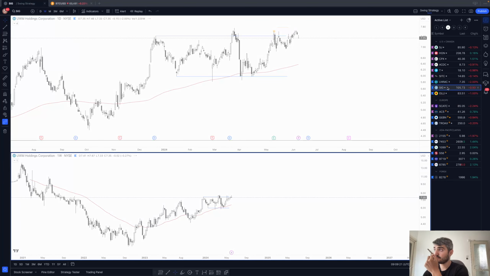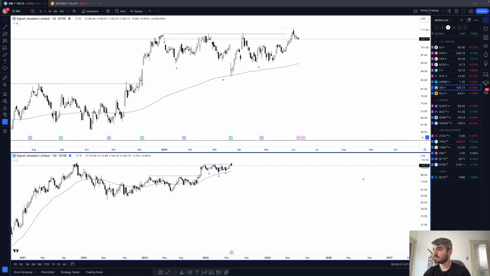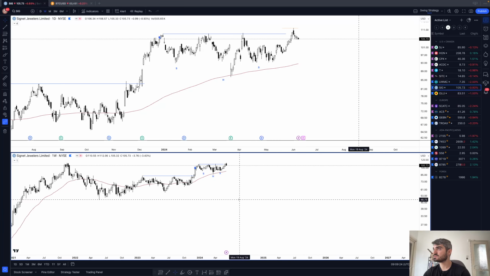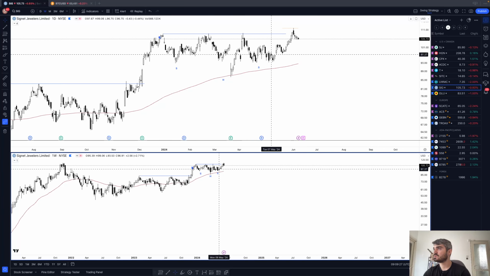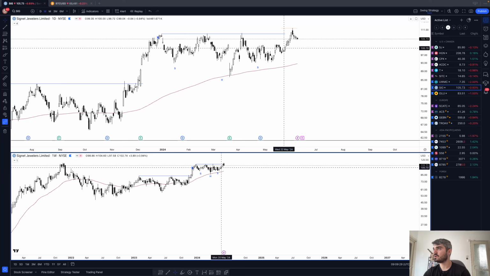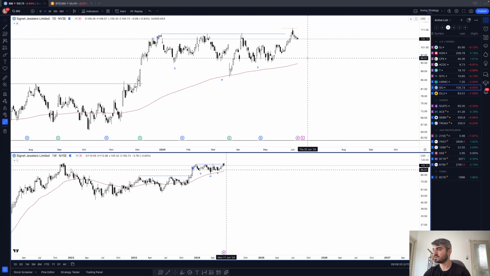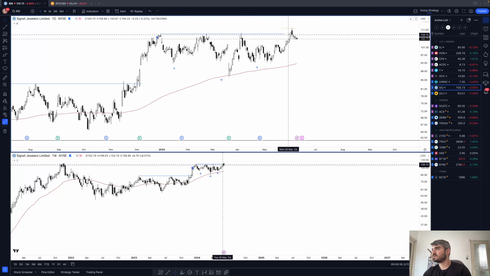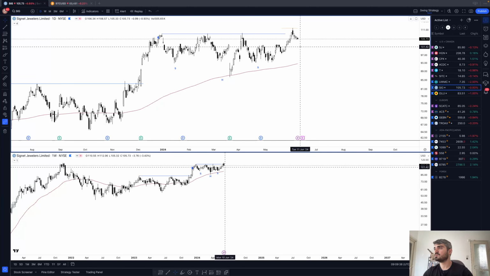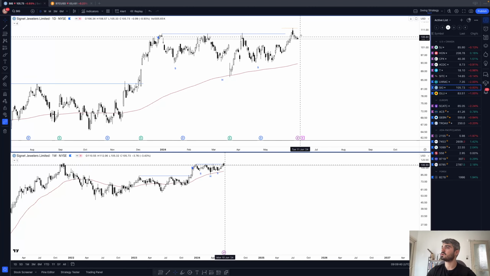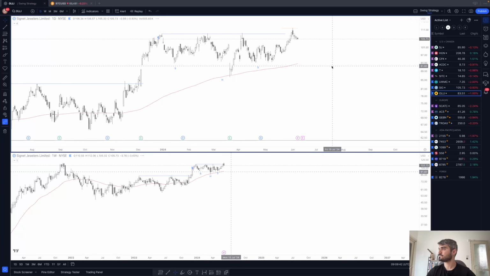Okay, SIG, continuation head and shoulders. Price action leading to the breakout, if you're looking at this leg, is okay. Even this leg is okay. Failing to break out, we'll see how price behaves. Maybe we'll get another attempt.